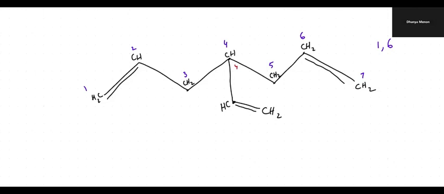Okay, so if we number from this side, 1, 2, 3, 4, 5, 6, 7. This is also, by this way also, you're getting the double bonds at the first and the 6th position. So it is symmetric. And in both cases, you're getting the substituent at the 4th position. Now this has become your substituent now. Okay, you cannot include this double bond also in the numbering.